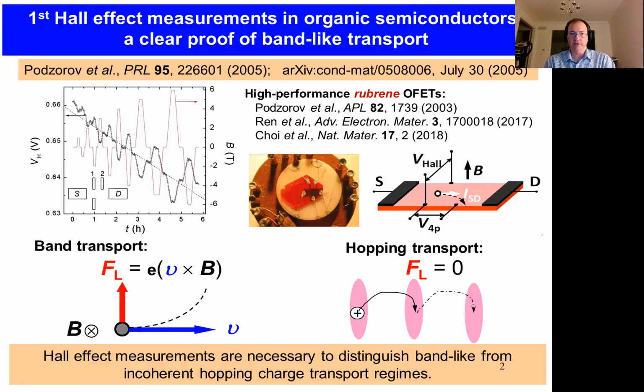So merely an observation of a classical semiconductor-like Hall effect in an organic system is a good smoking gun proof that the charge carriers indeed can be delocalized and the transport is band-like.